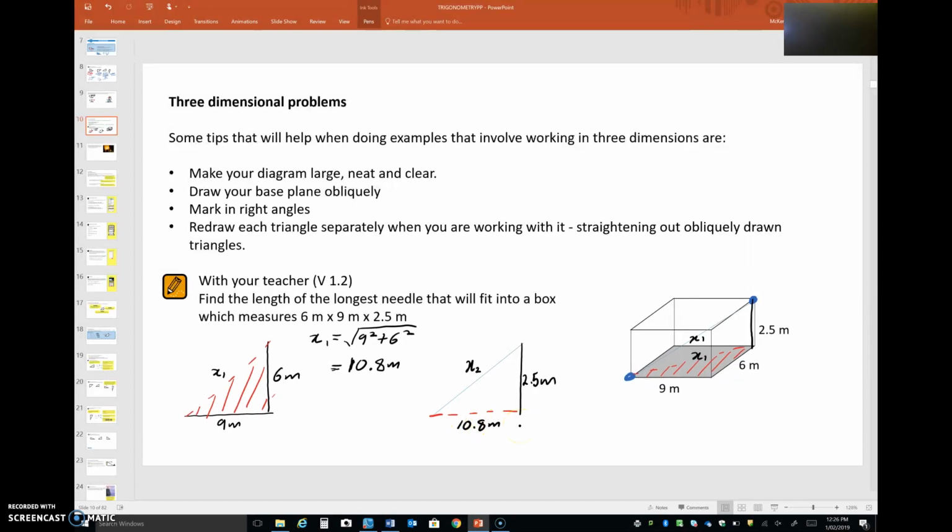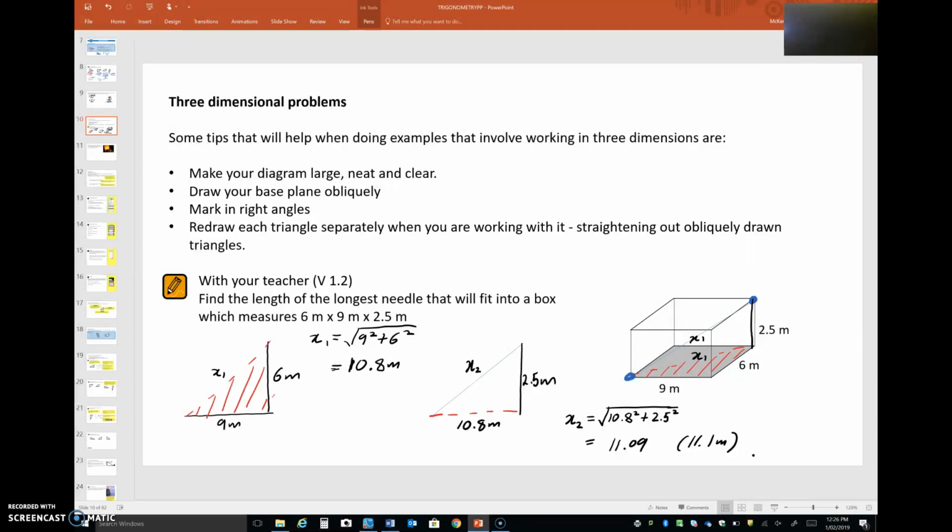So the second calculation here is going to be the one that we're after, the longest needle that would fit into this box. Once again, it is the hypotenuse that we're trying to find, so we'll have a plus in between the 2 values. So if we put that into the calculator, we get 11.09, I'll say 11.1 metres.